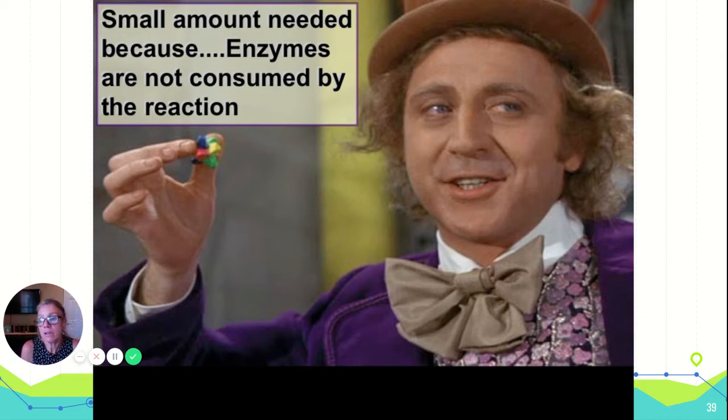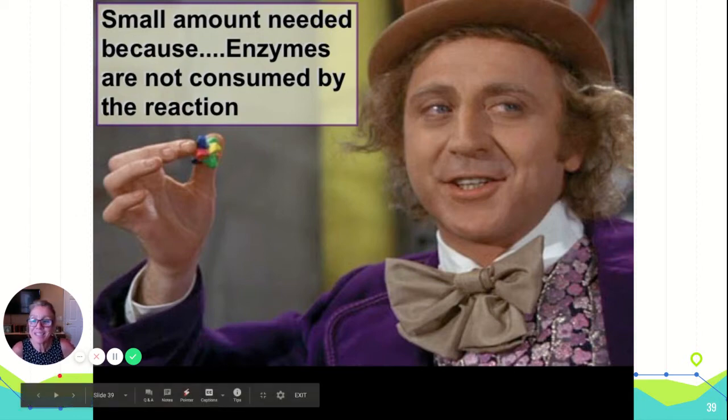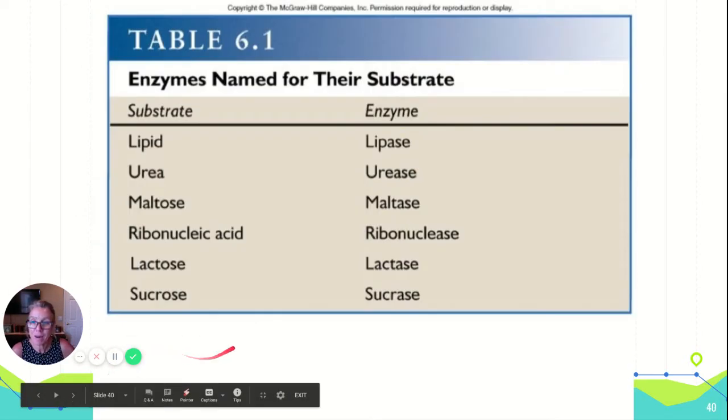But because they are not consumed, you only need a very small amount of them. So enzymes are not consumed by the reaction, so only a small amount is required. And then we already learned about enzyme naming. I taught you that a couple chapters ago, right?